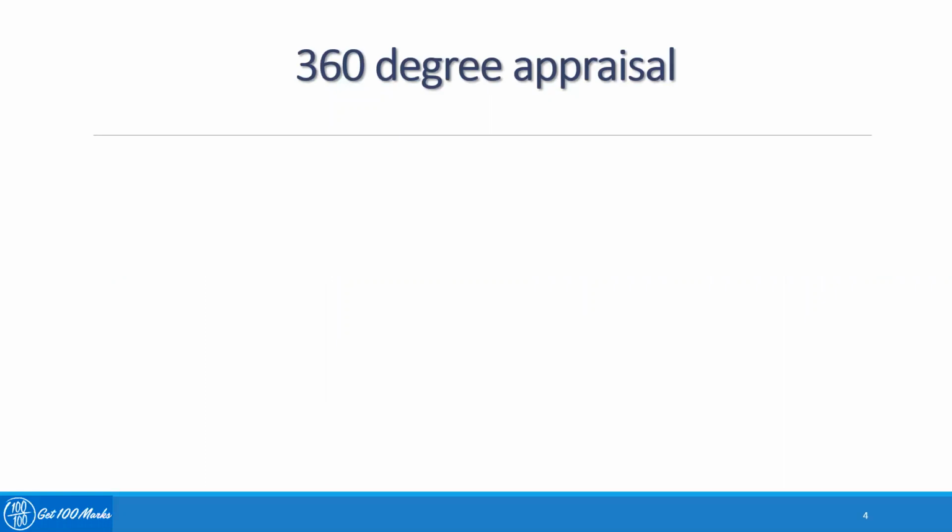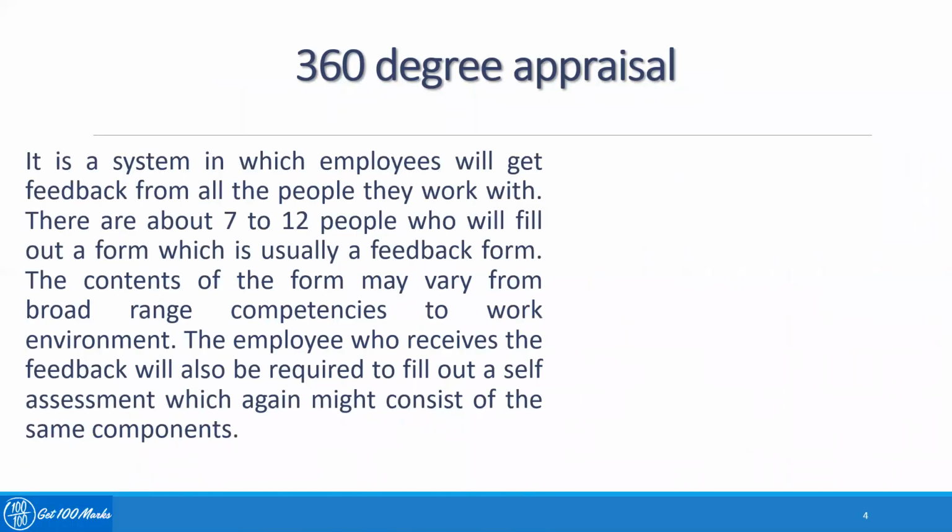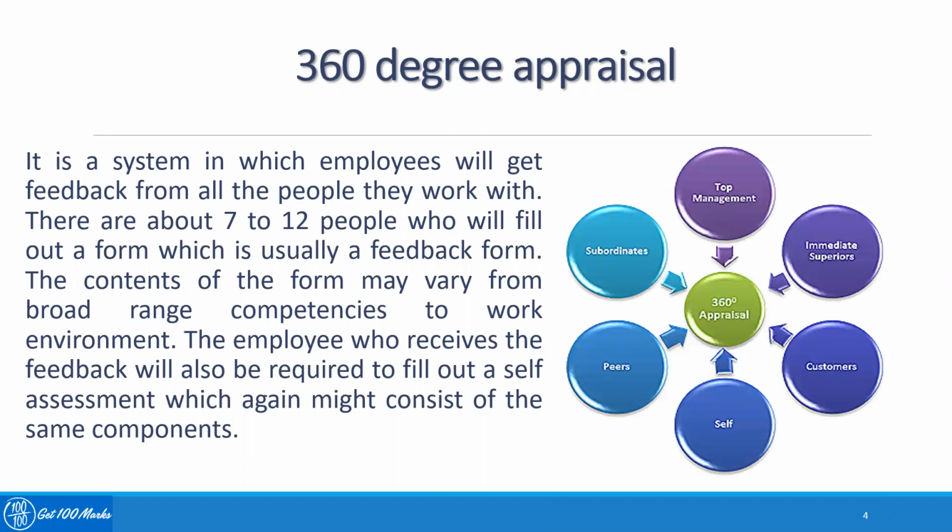Next is 360-degree appraisal. It is a system in which employees will get feedback from all people they work with. There are about 7 to 12 people who will fill out a form, which is usually a feedback form. The contents of the form may vary from a broad range of competencies to work environment. The employees who receive the feedback will also be required to fill out a self-assessment, which again might consist of the same components. You can see here how exactly the 360-degree appraisal is happening.